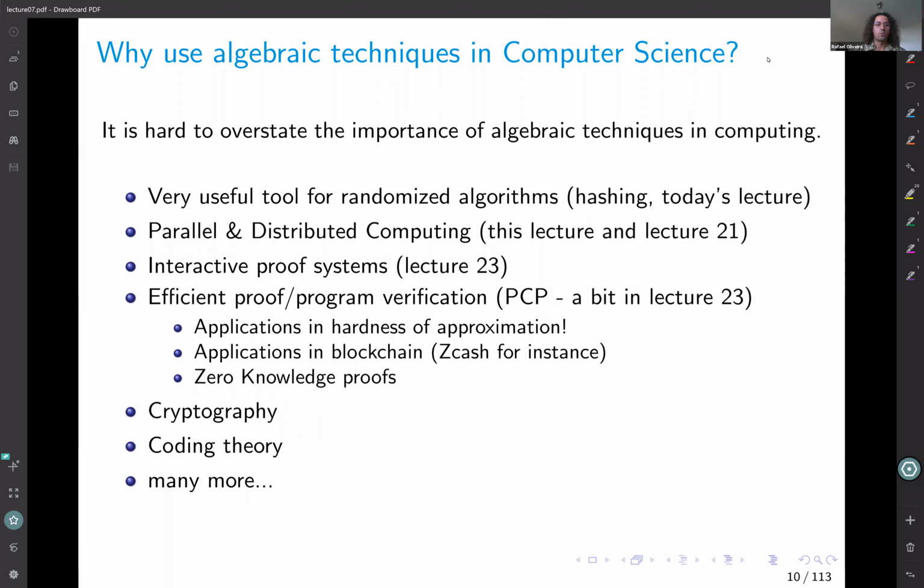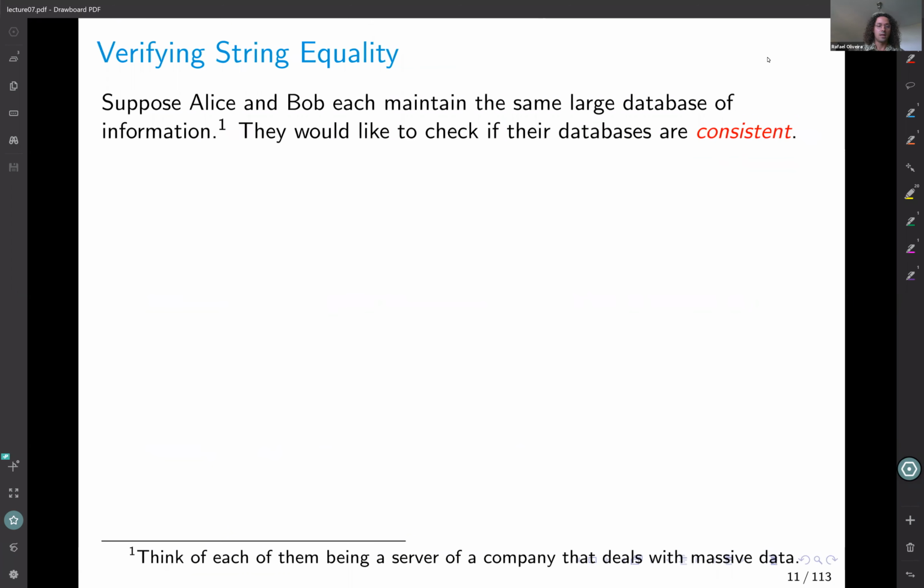Now let's see one application of a technique called fingerprinting. You already saw that hashing is a type of fingerprinting. The first application here is verifying string equality. Suppose that we have Alice and Bob, and each of them maintains the same large database of information. Think of each of them as a server of a huge company that has massive data. This company has two servers in two locations, and they would like to check if the databases are consistent, if they have the same information in their database.